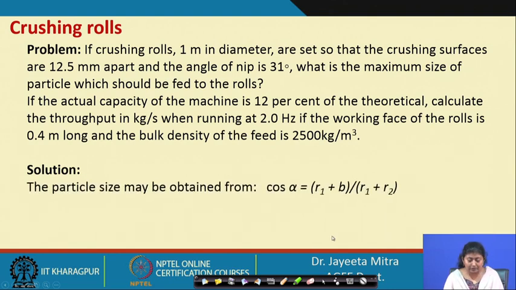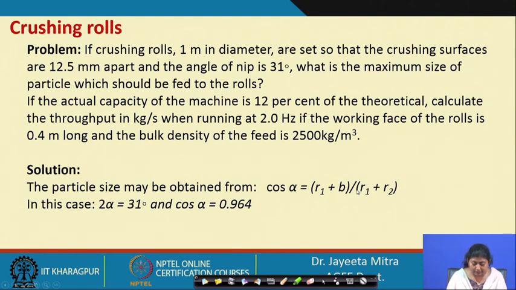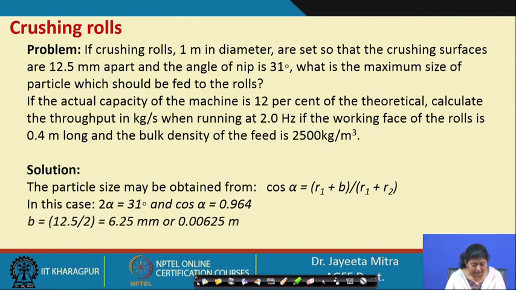Now, we will see how we can solve this. First, we need to calculate the value of the angle alpha, and from here the particle size may be obtained because the nip angle, 31 degrees, is given. So, the nip angle, that is 2 alpha, is 31 degrees. So, cos alpha is 0.964, and from here we can calculate the value of b.